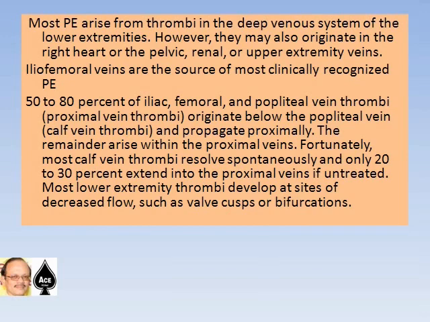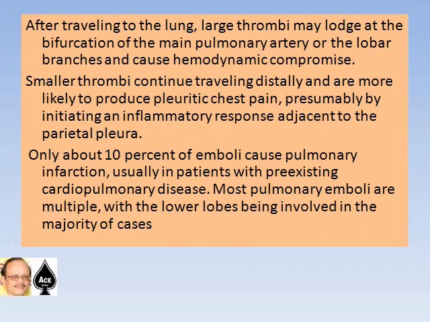Most lower extremity thrombi develop at sites of decreased flow such as valve cusps or bifurcations. After traveling to the lung, large thrombi may lodge at the bifurcation of the main pulmonary artery or the lobar branches and cause hemodynamic compromise.